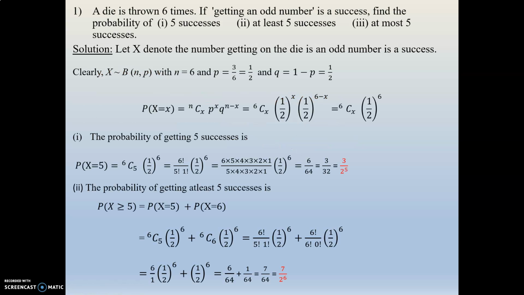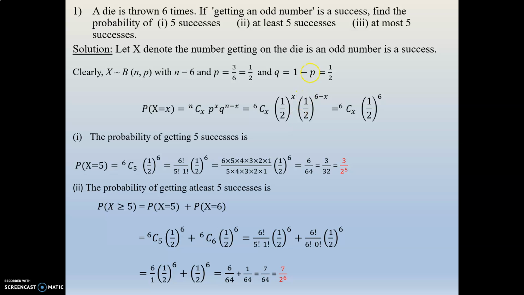A die is thrown 6 times. If getting an odd number is a success, find the probability of 5 successes, at least 5 successes, and at most 5 successes. This is the first question we are going to discuss now.